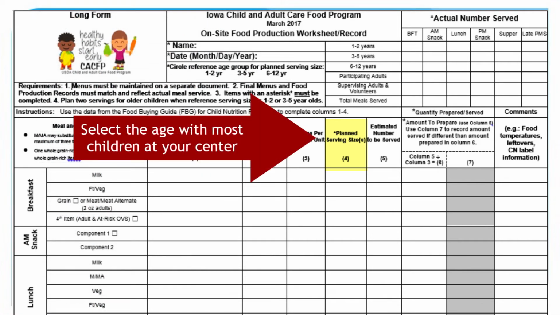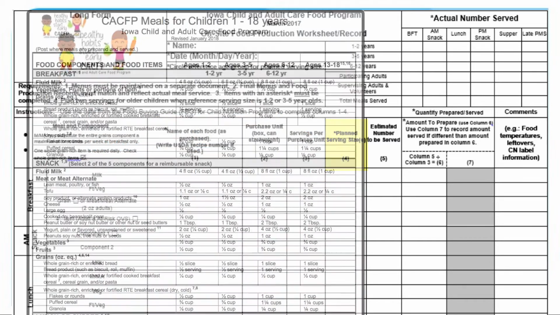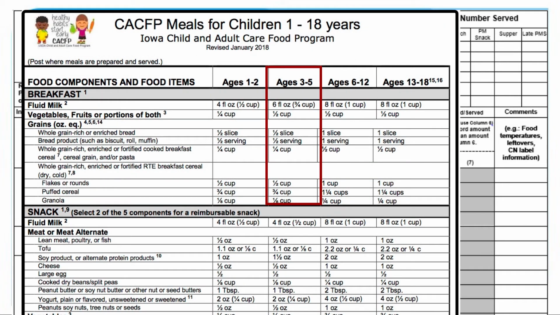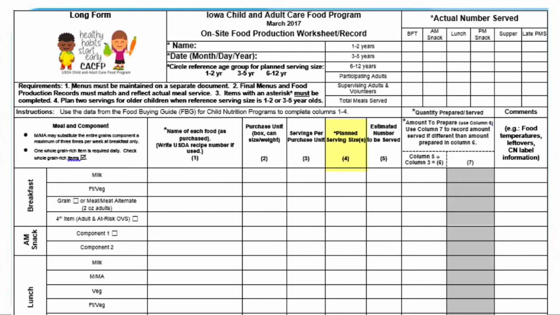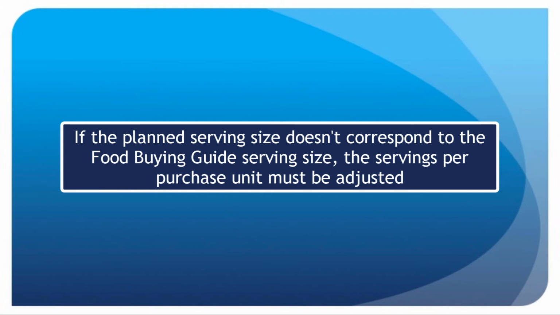The planned serving size is determined by the meal pattern. Select the age with the most children at your center to determine the planned serving size. Circle this as the reference age group on the food production record and refer to the meal pattern to determine how much of the component must be served. Record the planned serving size in column 4 on the food production record. Again, if the planned serving size doesn't correspond to the food buying guide serving size, the servings per purchase unit must be adjusted as described in the previous example.